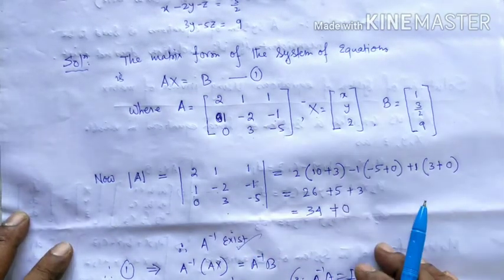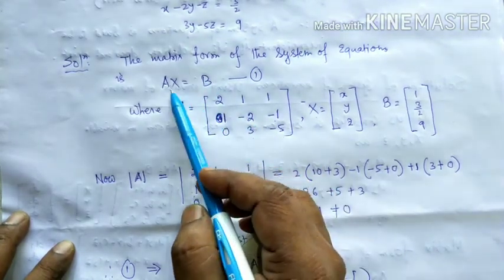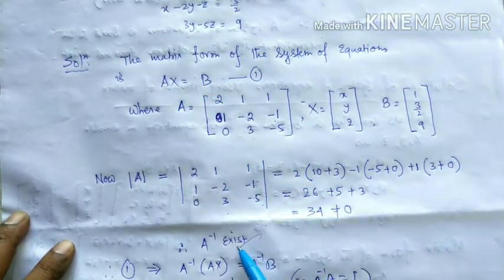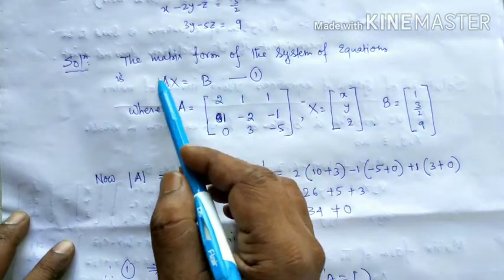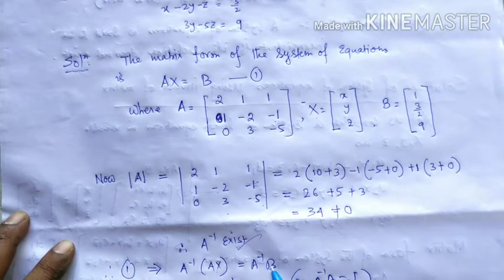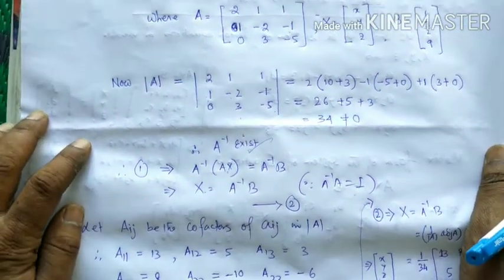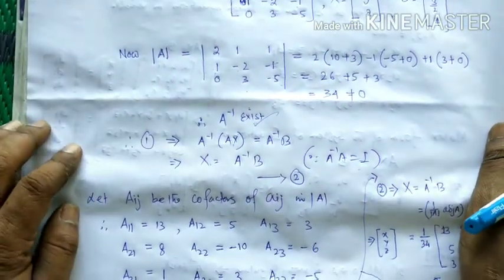A inverse will exist. Now from the equation AX = B, if you pre-multiply both sides by A inverse, since A inverse exists, so I am multiplying both sides by A inverse, pre-multiplying. So A inverse AX = A inverse B. So after using the associative law, A inverse A will be what? It will be I, and IX will be what? X. And finally you get X = A inverse B.